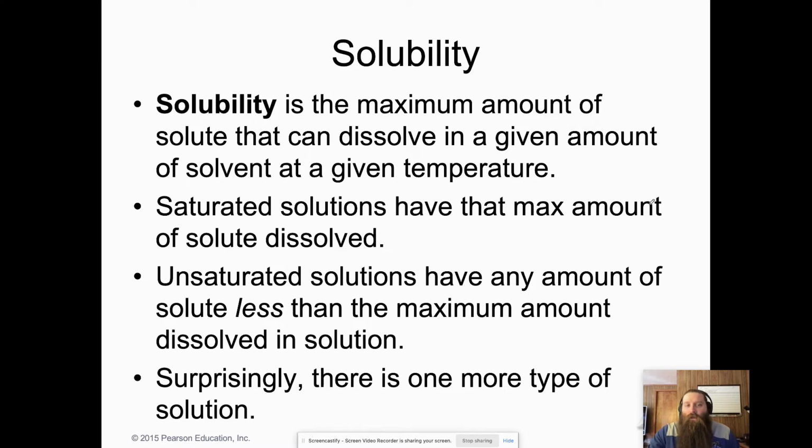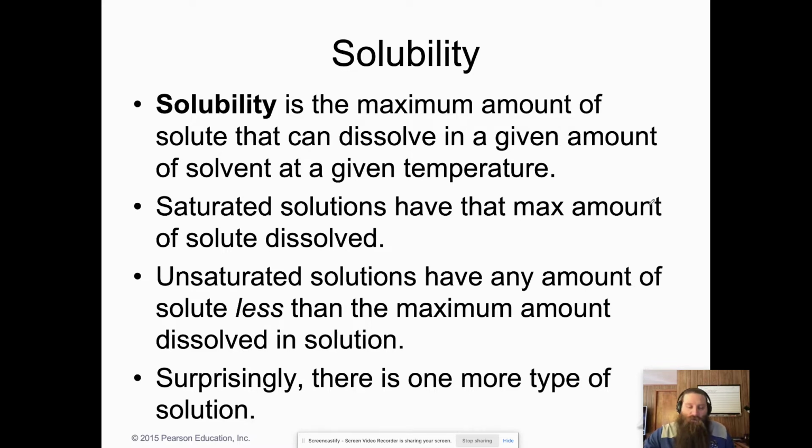Now, solubility is the maximum amount of solute you can dissolve into a solvent at a given temperature. So that is the measure of that rate of crystallization versus our solution making process, right? If you have a saturated solution, we've reached the solubility limit of that substance. If you have an unsaturated solution, you haven't reached the solubility limit.